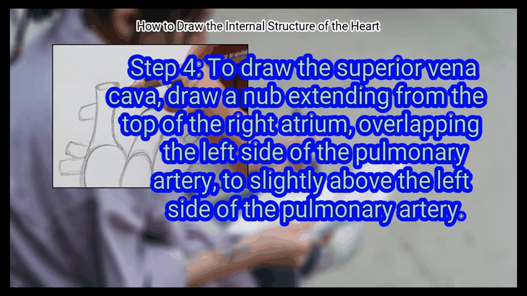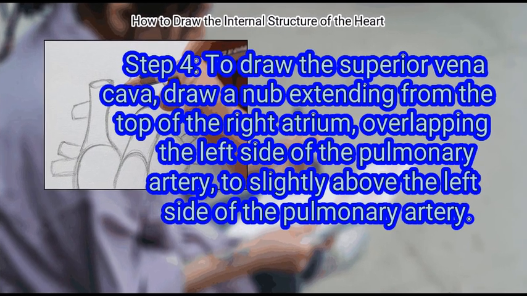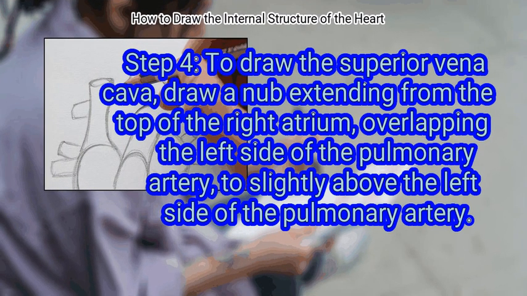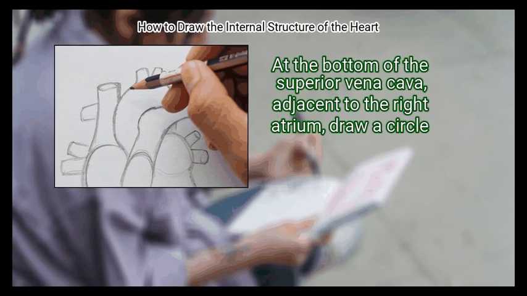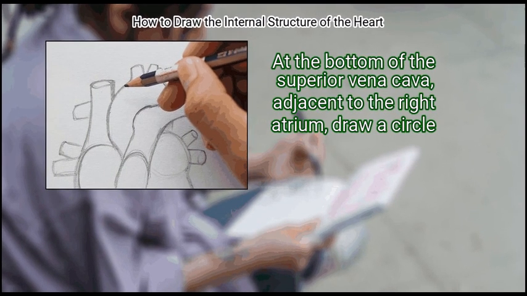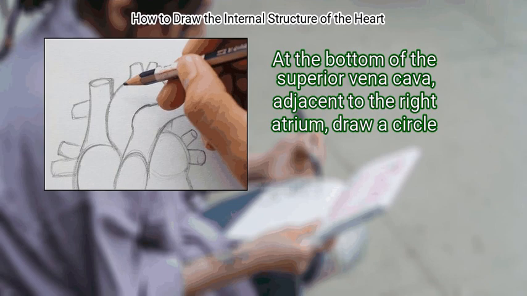Step 4. To draw the superior vena cava. Draw a nub extending from the top of the right atrium, overlapping the left side of the pulmonary artery, to slightly above the left side of the pulmonary artery. At the bottom of the superior vena cava, adjacent to the right atrium, draw a circle.